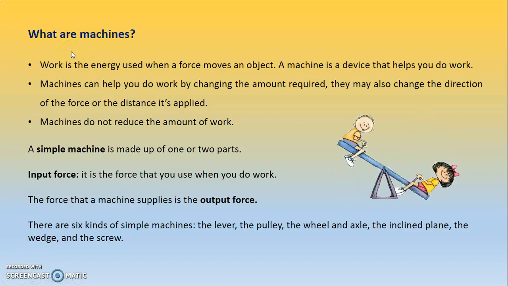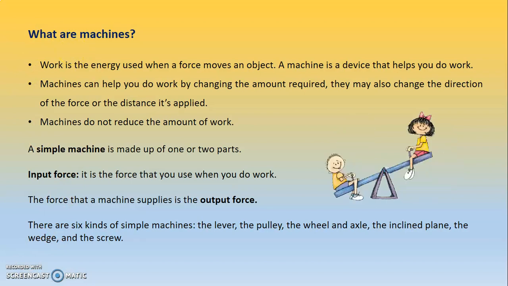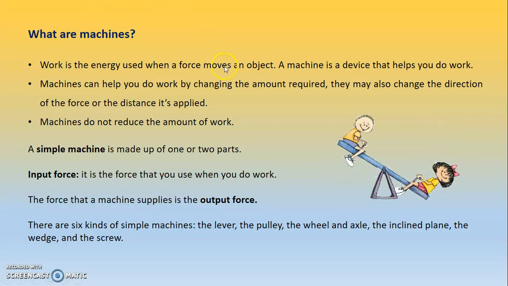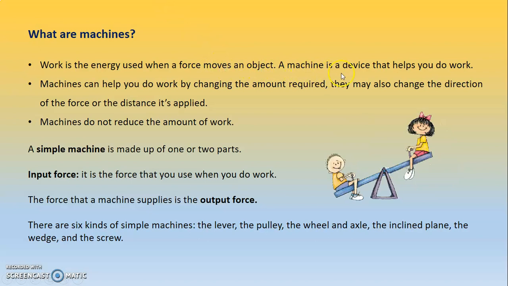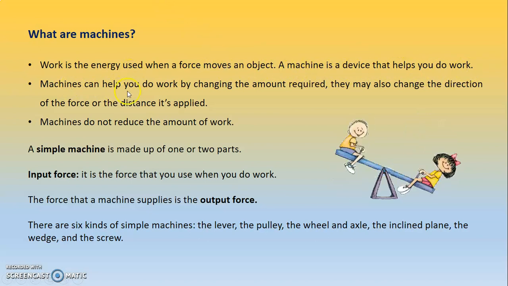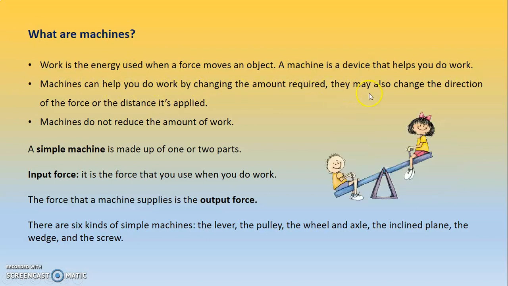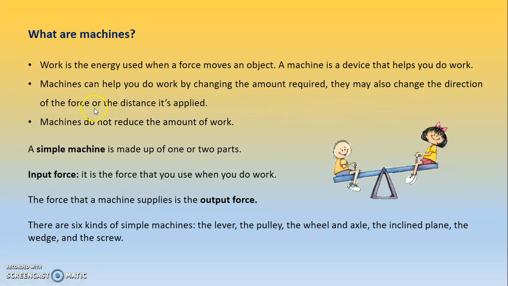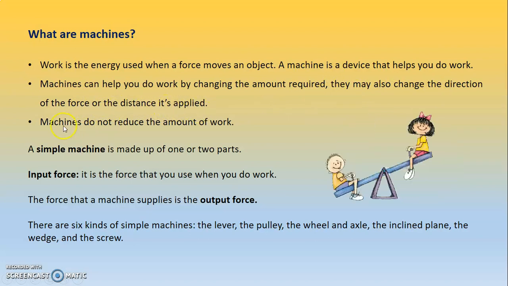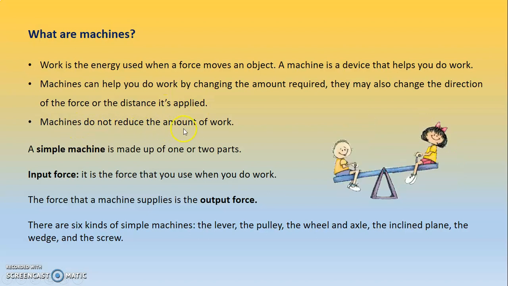It says, Lesson 2. What are machines? Okay. Work is the energy used when a force moves an object. A machine is a device that helps you do work. Machines can help you do work by changing the amount required. They may also change the direction of the force or the distance it's applied. Machines do not reduce the amount of work.